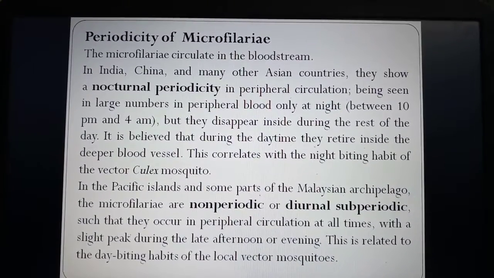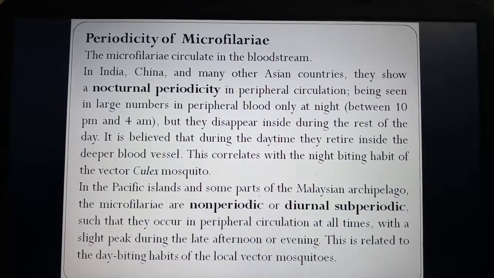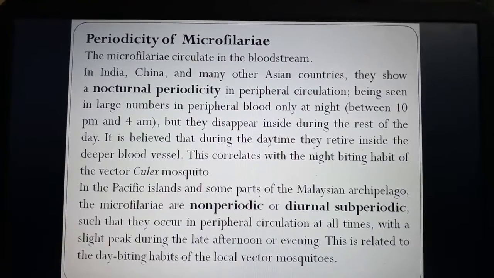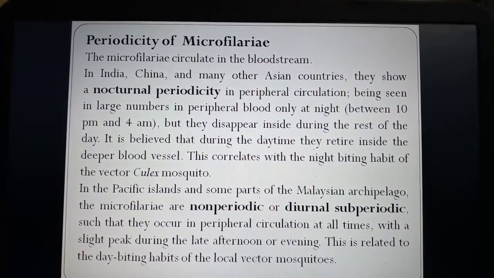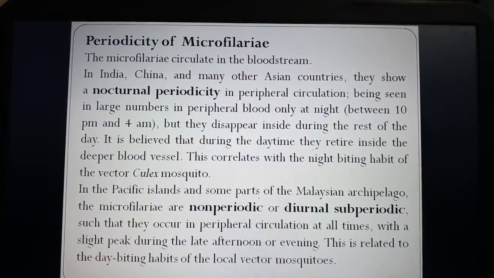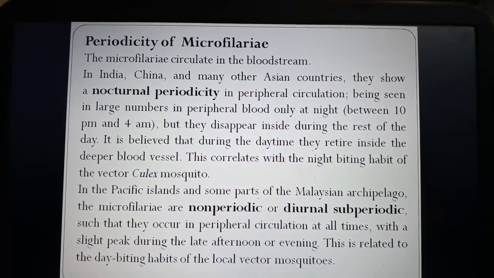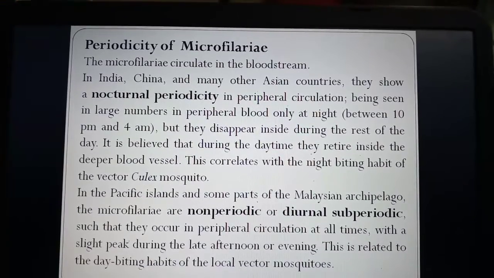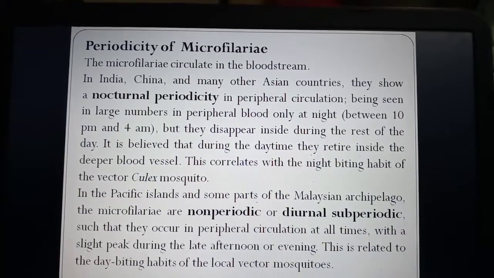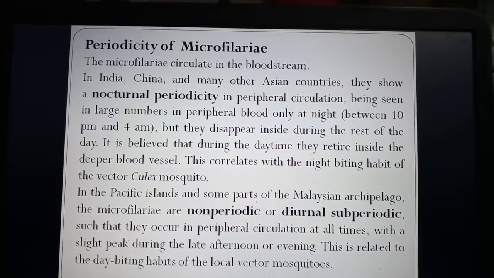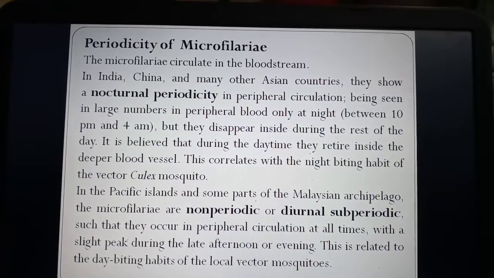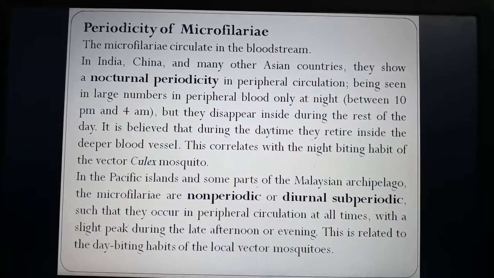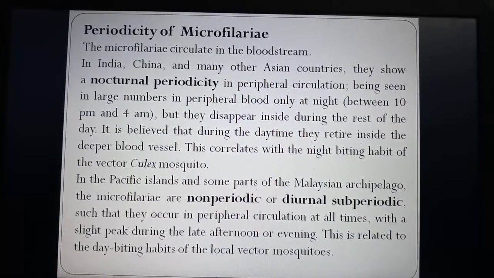The periodicity of microfilaria. The microfilariae circulate in the bloodstream. In India, China, and many other Asian countries, they show nocturnal periodicity in peripheral circulation, being seen in large numbers in peripheral blood only at night between 10 p.m. to 4 a.m., but they disappear during the rest of the day. It is believed that during the daytime they retire inside the deeper blood vessels. This correlates with the night biting habit of the vector Culex mosquito.